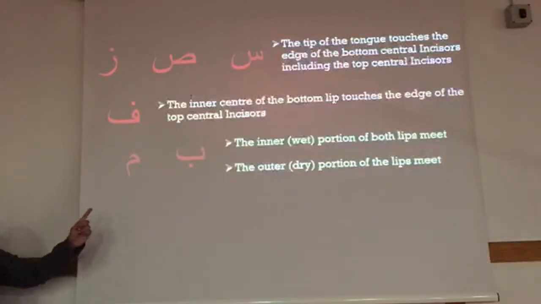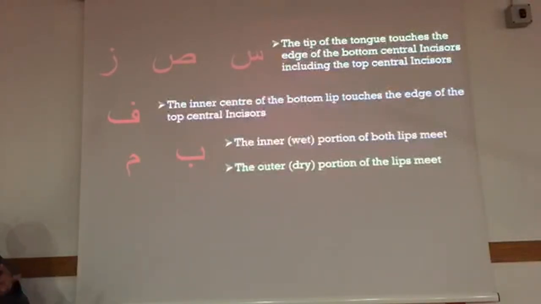That proves that mim is where the wet portion of the lips meet. Mim. You can even feel it. When you say mim, it's slippery, isn't it? Try it. If you go to the makhraj, it's all about exploring these makhrajes. When you go to the sound of mim, your lips slide off each other.